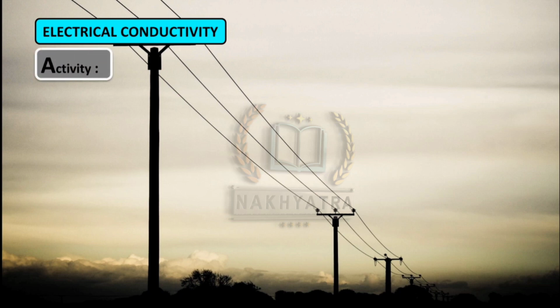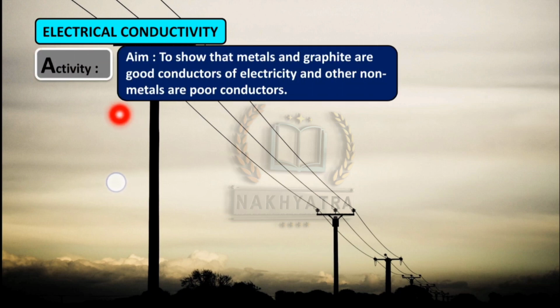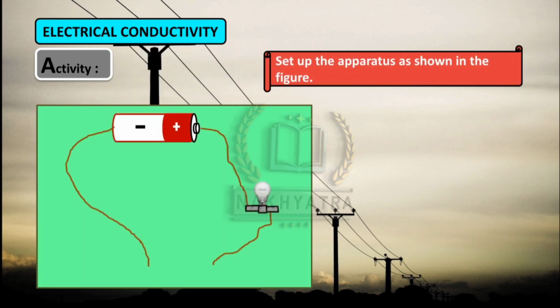So let us do an activity. The aim of the activity is to show that metals and graphite are good conductors of electricity and other non-metals are poor conductors. So we will perform an activity where we will show that the metals and graphite are good conductors of electricity, whereas other non-metals are poor conductors. Remember that graphite is also a non-metal.